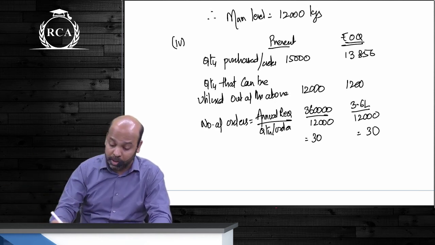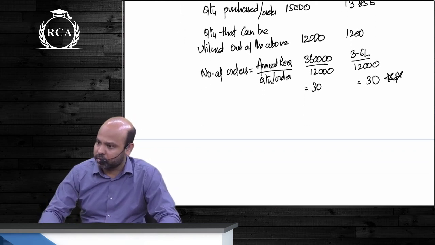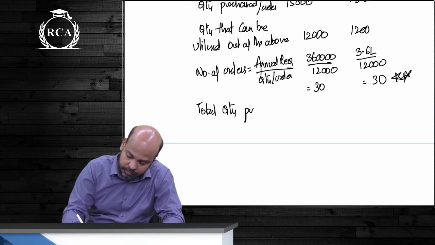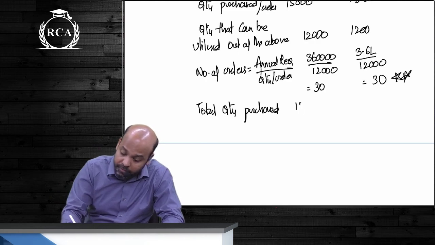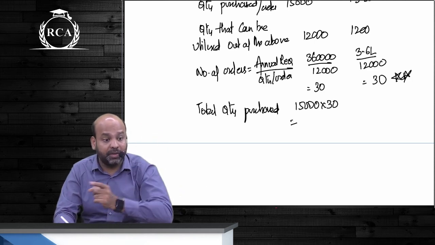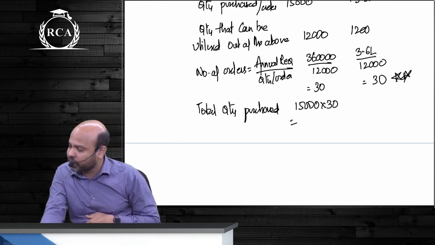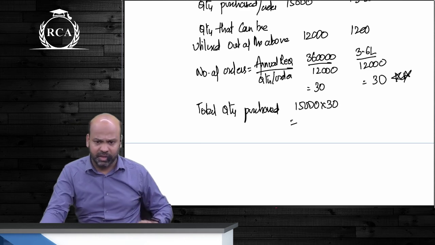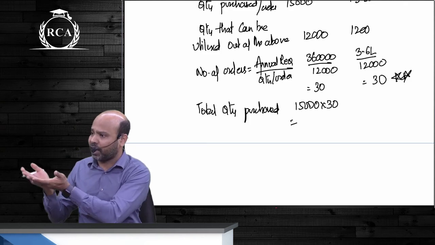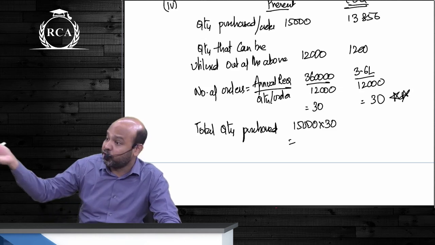That is why to compute number of orders, most important part of the question, you will have to divide it by 12,000. Now, guys, total quantity purchased would become 15,000 kgs into 30. Every time I place an order, I'm placing an order for 15,000 kgs. They've given us that there's a discount policy of 10%. If you were to become the purchase manager of this company, tell them, why are you even buying 13,856? Buy only 12,000. Why should we throw the excess kgs?